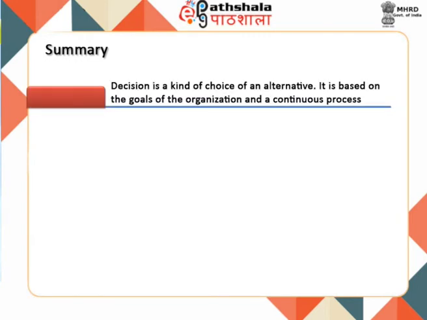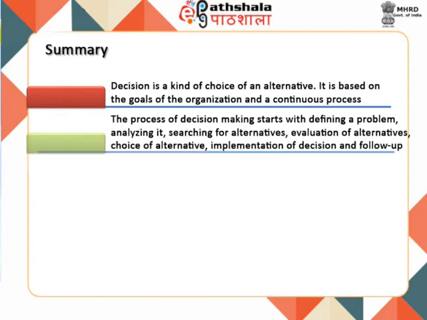Decision is a kind of choice of an alternative. It is based on the goals of the organization and a continuous process because each and every task of the organization continuously involves taking decisions. The process of decision making starts with defining a problem, analyzing it, searching for alternatives, evaluation of alternatives, choice of alternatives, implementation of decision, and follow up.